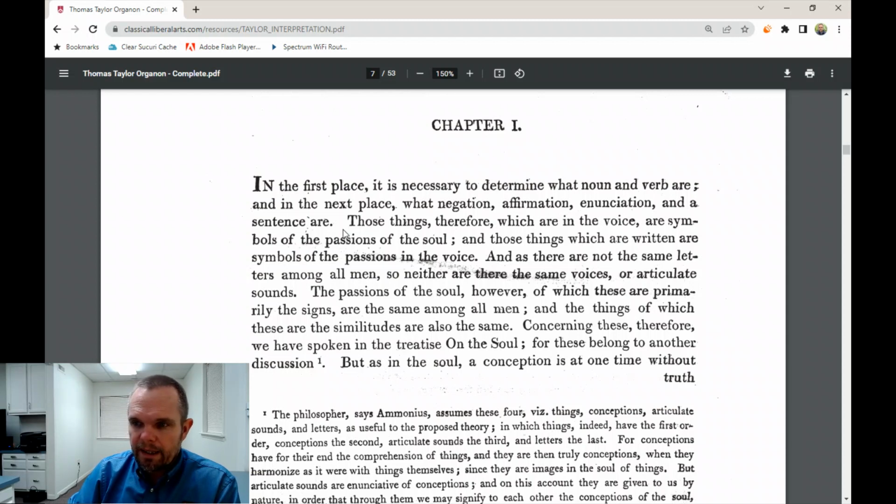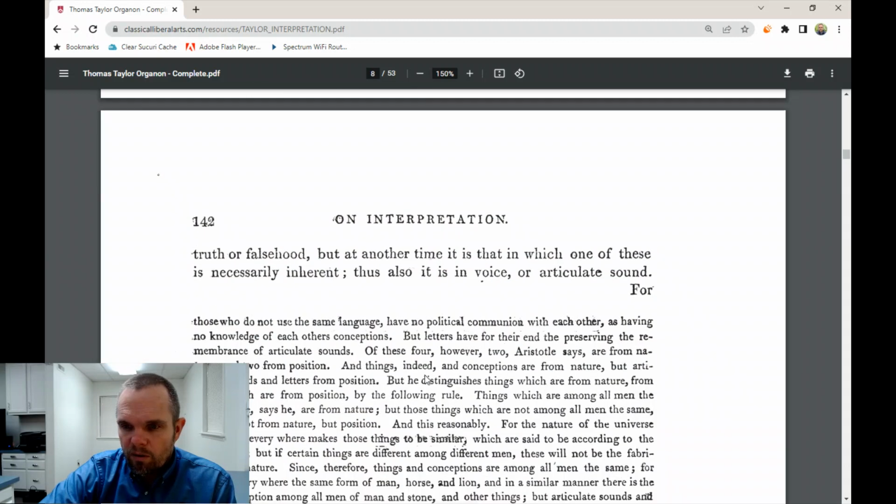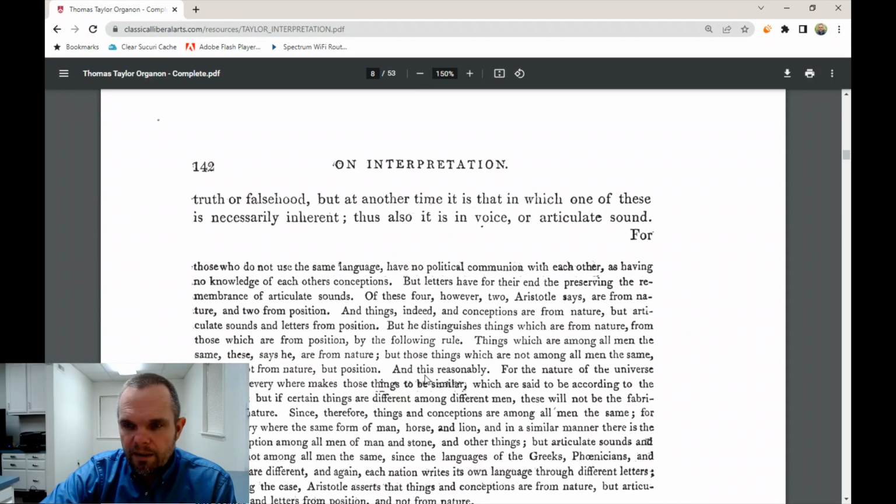We then talked about how we know that writing and speaking are artificial because they differ among men. They're not natural, or everyone would use the same words and written symbols. And then we talked about how the passions of the soul, Aristotle argues, actually are the same among all men. And he says that's not the topic of this discussion. And then he talks about how truth is formed by the joining or separating of things.